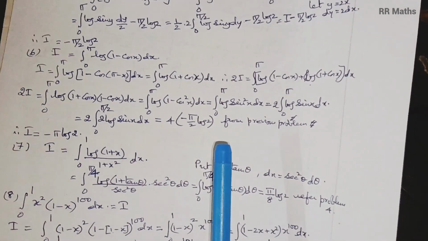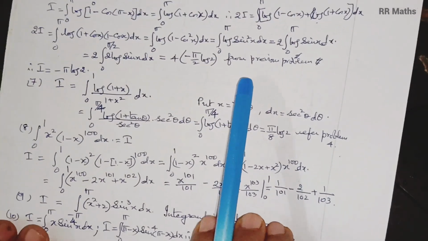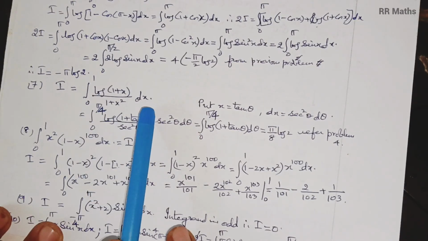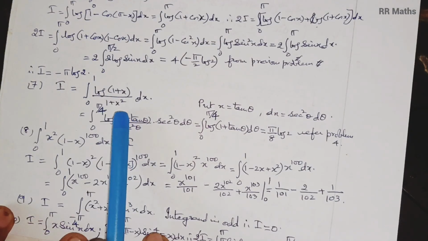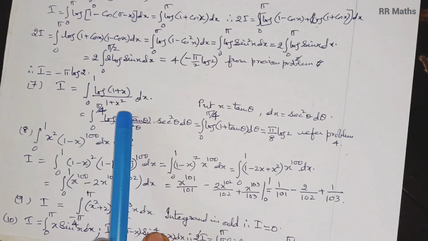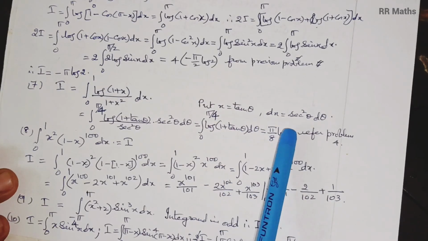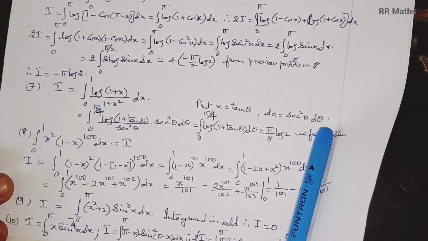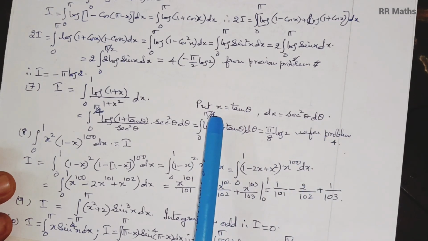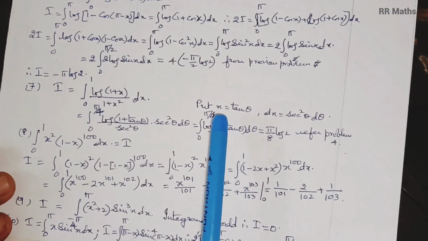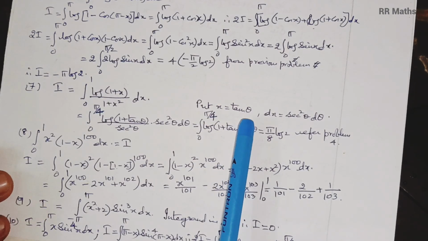Now seventh problem. Evaluate integral 0 to 1 log of 1 plus x divided by 1 plus x square dx. Now here I cannot use the formula where x changes to 1 minus x, because in the denominator it is not going to simplify. So I will just make a substitution as x is equal to tan theta. So dx is going to be secant square theta d theta. So we have to change limits. When x is 0, tan 0, so theta is 0. When x is 1, tan theta is 1, which means theta is 45 degrees or pi by 4.